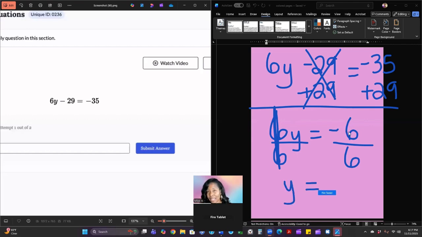And so now I'm going to do the math here on the right side of the equation. Negative 6 divided by 6, that's going to give me negative 1. So the answer to this equation is y equals negative 1.